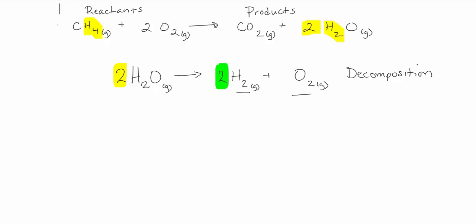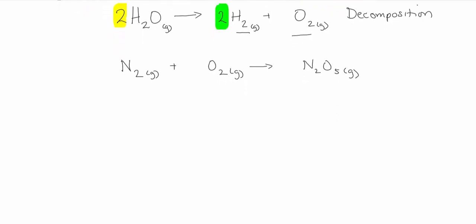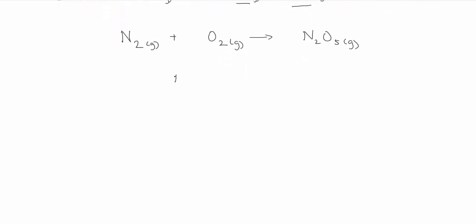Now I could also have a reaction like this. So I start with my nitrogen and oxygen, and that's going to react to form N2O5. Now that's also a gas. First, let's balance this. So I have N and I have O. I have my reactant side and I have my product side.